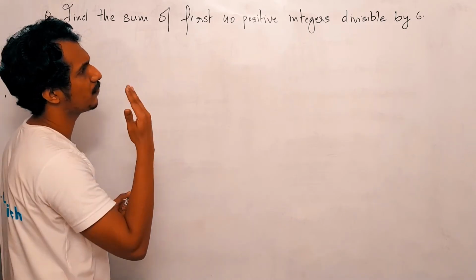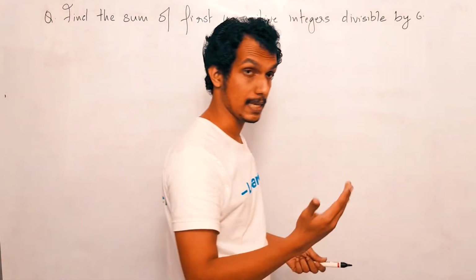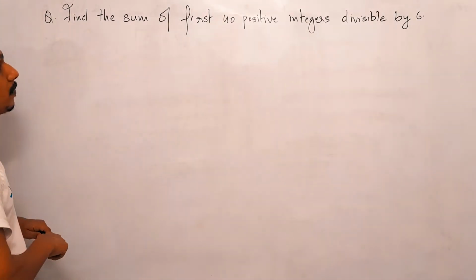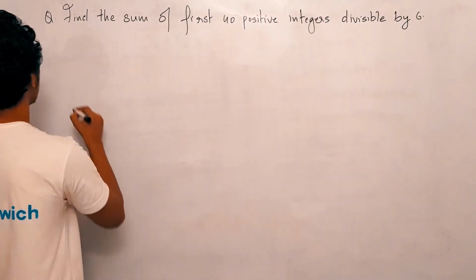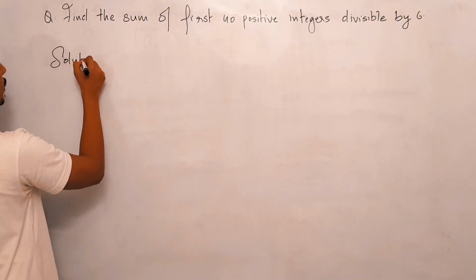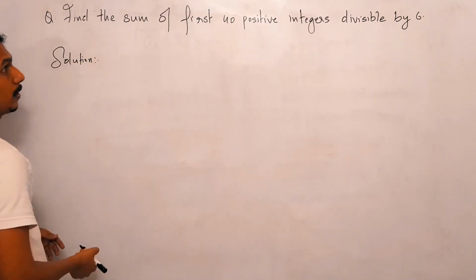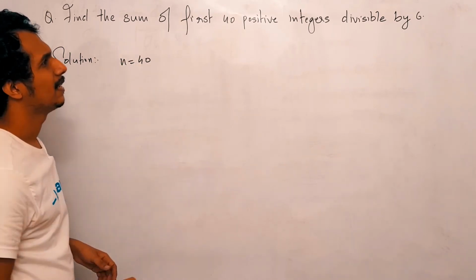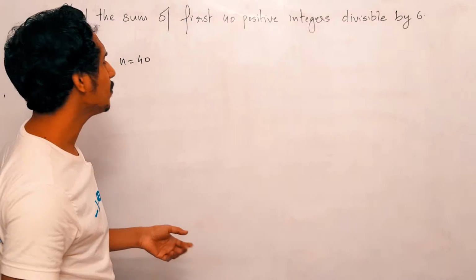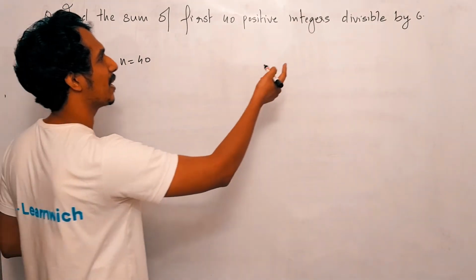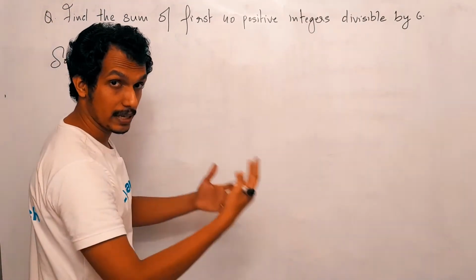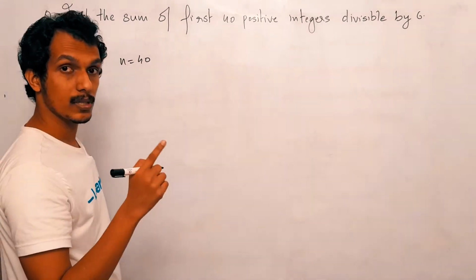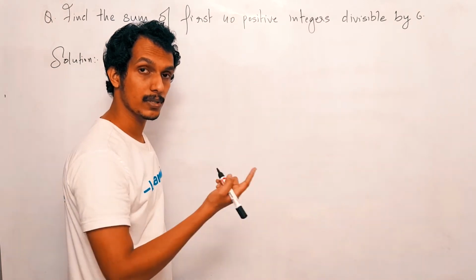Find the sum of first 40 positive integers divisible by 6. What are we supposed to find? We are supposed to find the sum of 40 numbers. So solution. We'll start by writing the given data. 40 numbers are there. N is equal to 40, because there are 40 different integers. All are positive. It's very easy. So what is the first number that is divisible by 6 in positive integers?